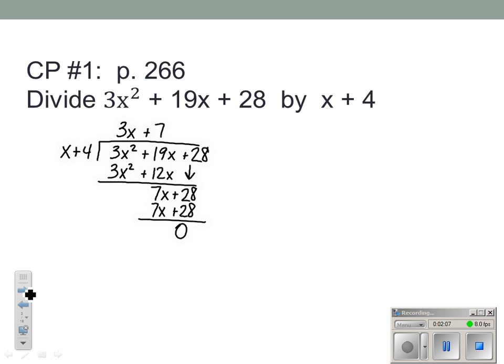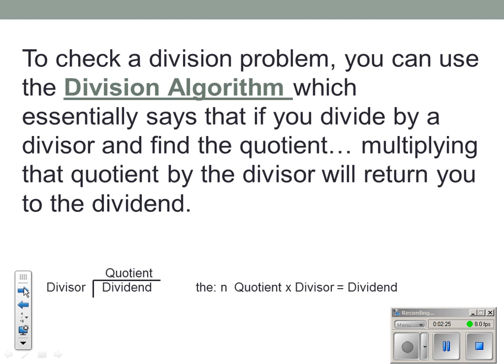Now if we were to take that answer, that quotient, and multiply it again by x plus 4, and do that FOIL on there, we would come right back to that amount that's underneath our division bar. This is what's called the division algorithm. It essentially says that if you divide by a divisor and find a quotient, multiplying the quotient back to the divisor will return you to the original dividend. So I kind of drew that out for you here at the bottom.